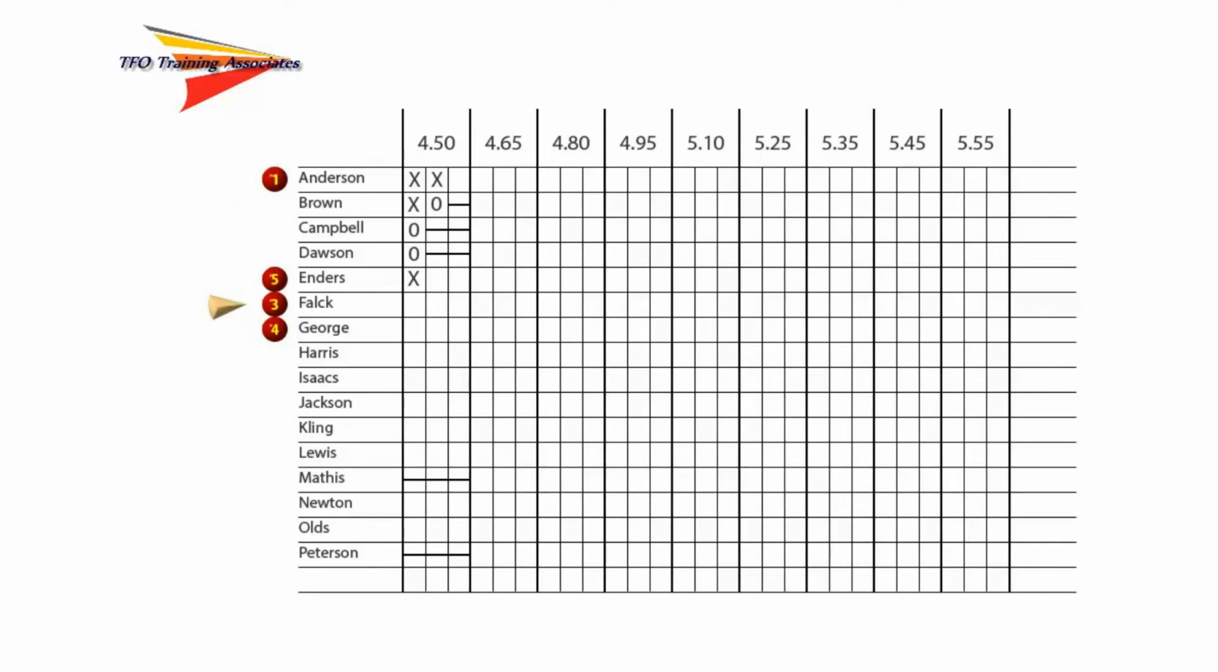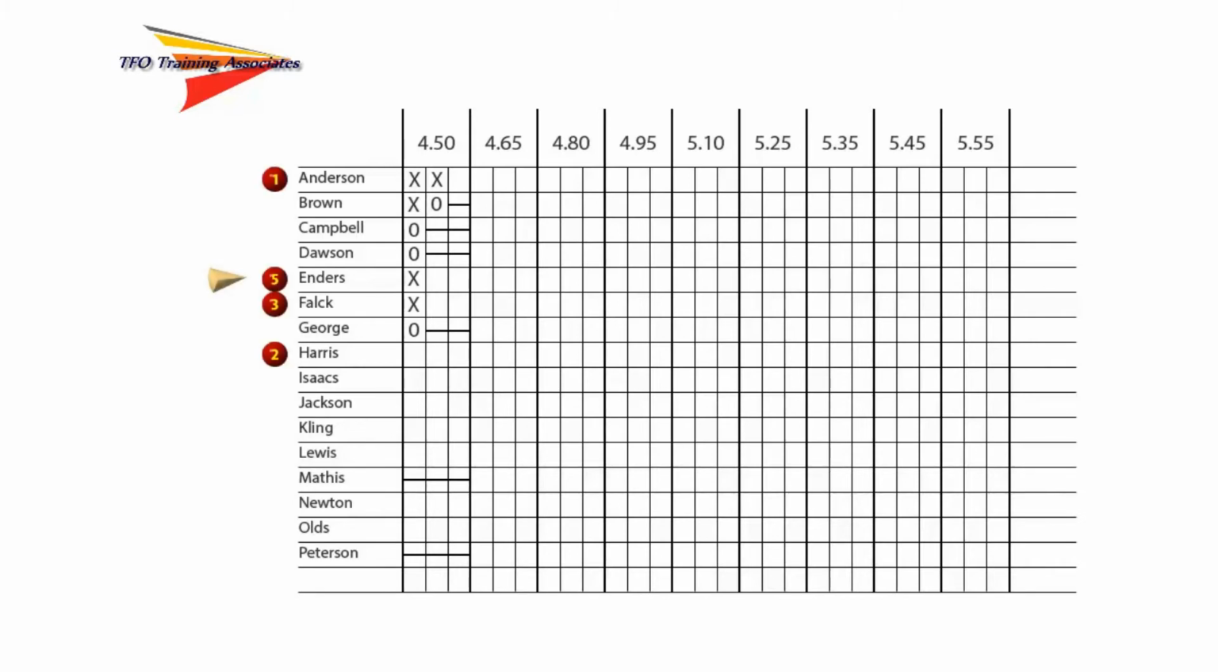Move the up indicator to him and move the number 2 indicator to Harris, who is now in the active pool. Falk misses on his first attempt. Move the up indicator to George. George clears the bar. As before, put a 0 in the first box and a line through the second and third boxes under 4.50 meters.